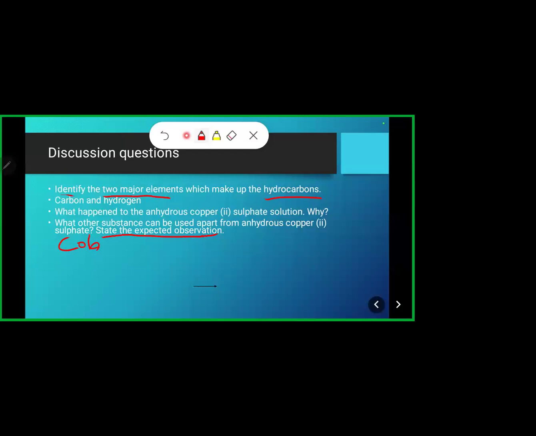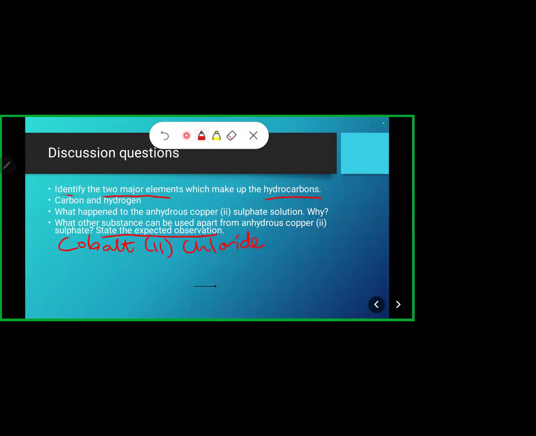Let's hear from Maria Simwe. Please unmute. Another substance that can be used apart from anhydrous copper 2 sulfate can be cobalt chloride, which is sky blue generally, but on exposure to water or water vapor, it absorbs it and changes to purple and then pink. Okay, thank you. That is very good.